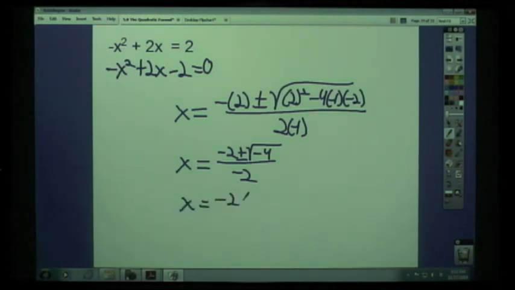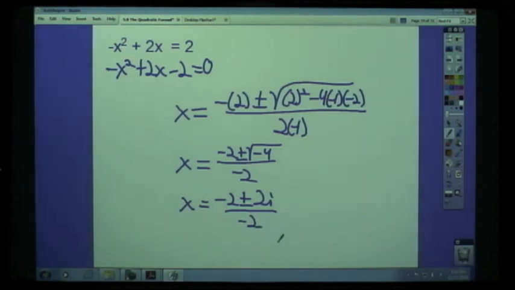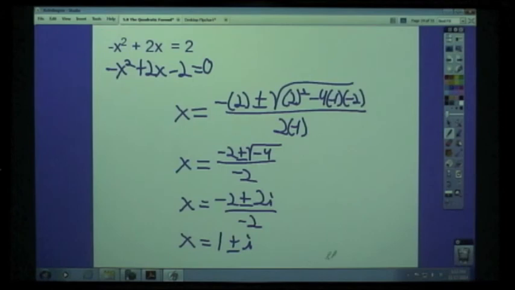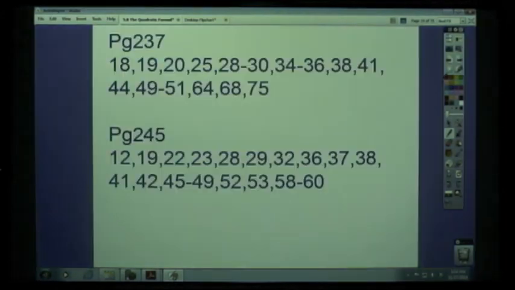What does that mean? That means it's going to be negative 2 plus or minus 2i over negative 2. If you divide both of those by negative 2, yes, you can divide a plus or minus by negative 2. It's not going to switch the symbol because both symbols are there. So you just take negative 2 divided by negative 2, you get 1. This plus or minus still is going to be a plus or minus when you divide it, and you get i. We'll talk about that a little bit more next time if you have any questions.